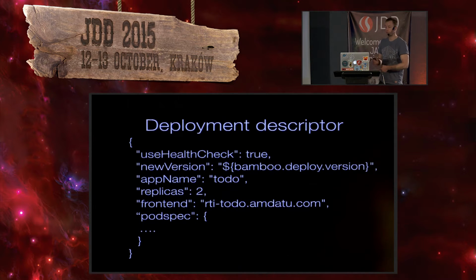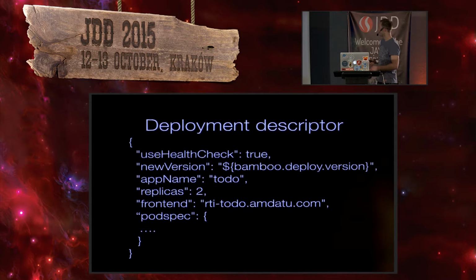So this is what we write on our build servers to start deployments. We can specify that we do want to use this health check mechanism. You might want to turn it off if you didn't actually implement that. We can provide some variables if we want to. We can specify the replicas that we want, the number of replicas. And we have this front-end property that says that this is the front-end in HA proxy that we are talking about. So this is the application that we are actually trying to deploy.